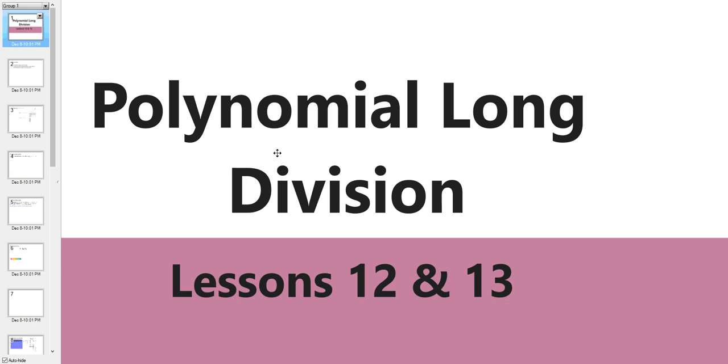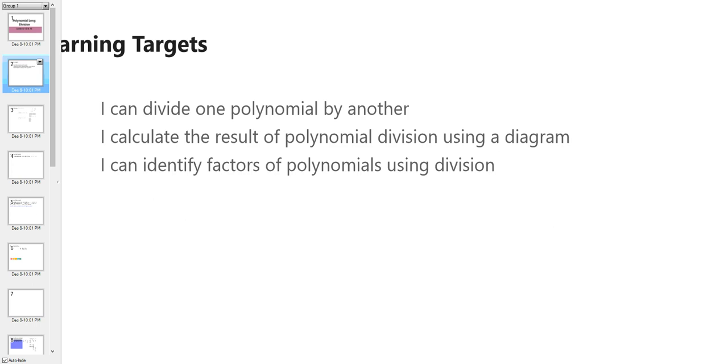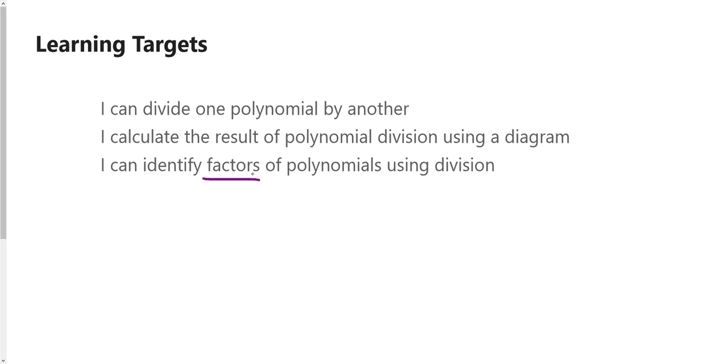So let's set the stage here a little bit for how we're going to think about long division. Here are a few objectives. What we're actually going to learn here is how to divide one polynomial by another. We can calculate the result of polynomial division by using a diagram, or we can identify factors of polynomials using division. This last one is a pretty big one because the factors tell you, of course, x-intercepts.